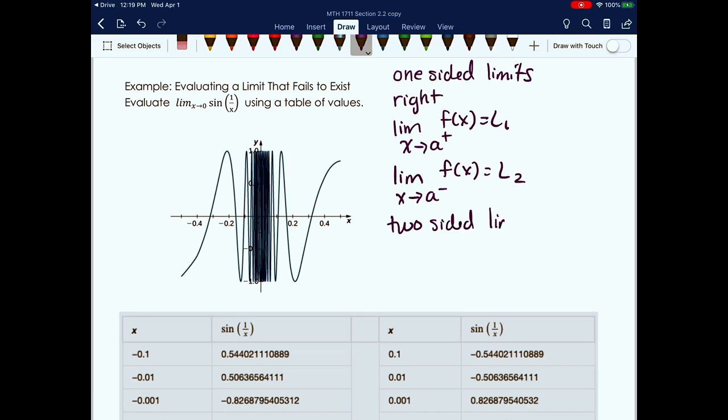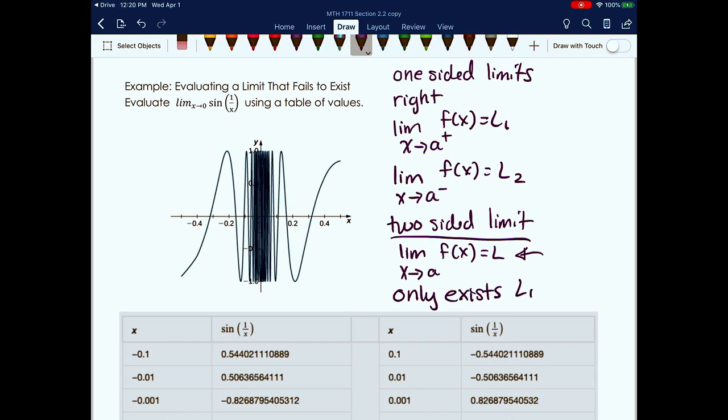Now a two-sided limit is when you're finding the limit coming from both directions, from the right and from the left. And when we're looking at a two-sided limit, we don't label it as coming from the right or the left. We just label it as x approaches A so that we know it's coming from both directions. Now this limit, the two-sided limit, will not exist unless both the right and the left-sided limits are equivalent. So this only exists if the right-sided limit is equal to the left-sided limit.